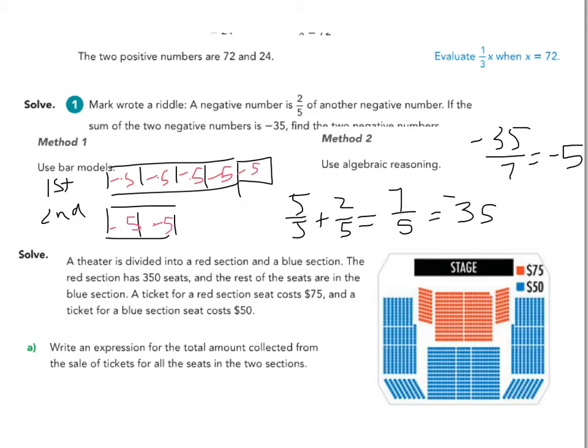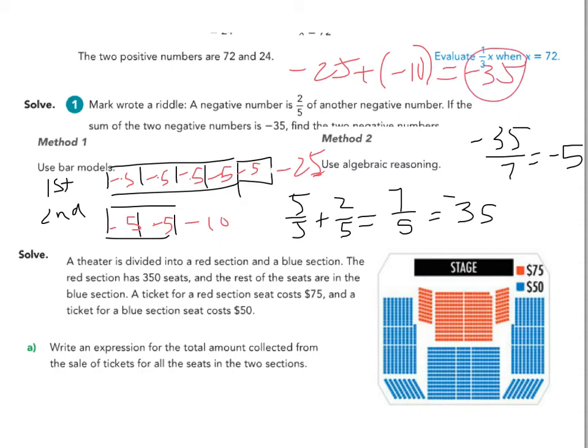So negative 5 plus negative 5 means the second number is negative 10. Negative 5 plus negative 5 plus negative 5 plus negative 5 plus negative 5 means the top number is negative 35. Excuse me, not negative 35, negative 25. And let me erase that, that's horrible. This is negative 25.